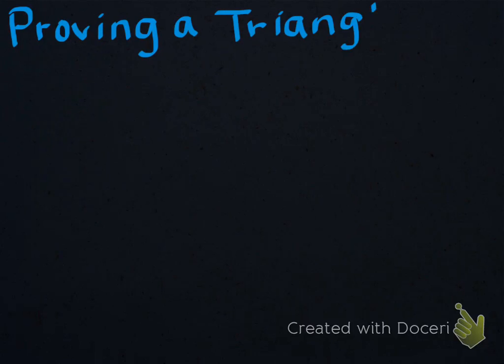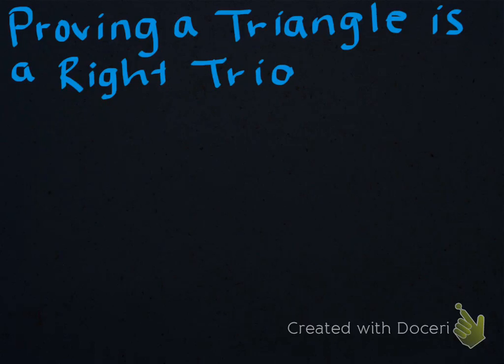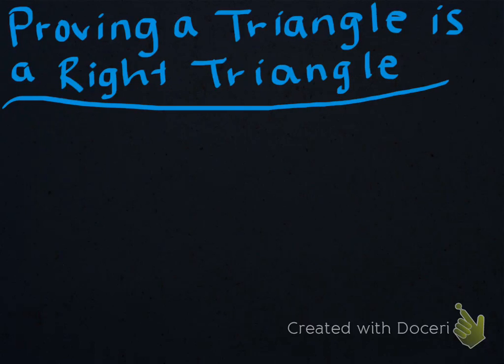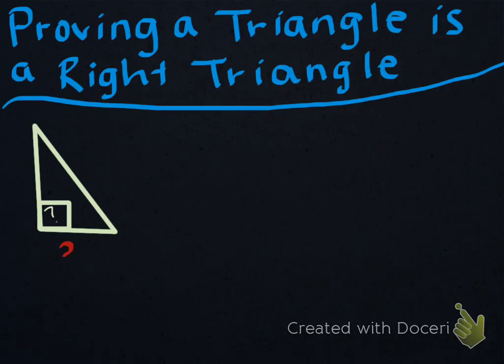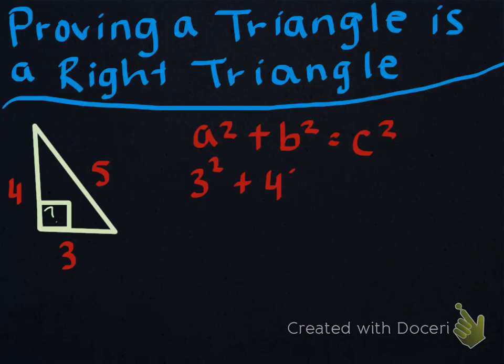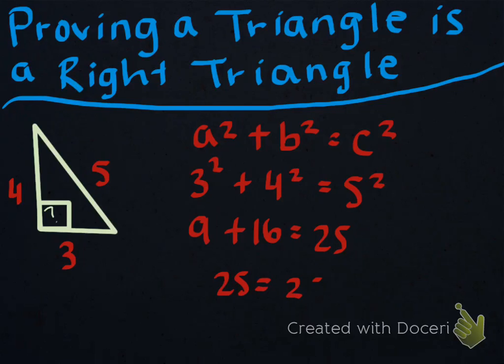So now, we are going to learn how to use the formula to prove that a triangle is indeed a right triangle. We are going to use the numbers 3, 4, and 5 for our example. You plug the numbers into the formula, where 3 is A, 4 is B, and 5 is C, I'm sorry. So you get 3 squared equals 9, 4 squared equals 16, and 5 squared equals 25. And you add 9 plus 16, you do get 25, which equals 25, so this triangle is a right triangle.